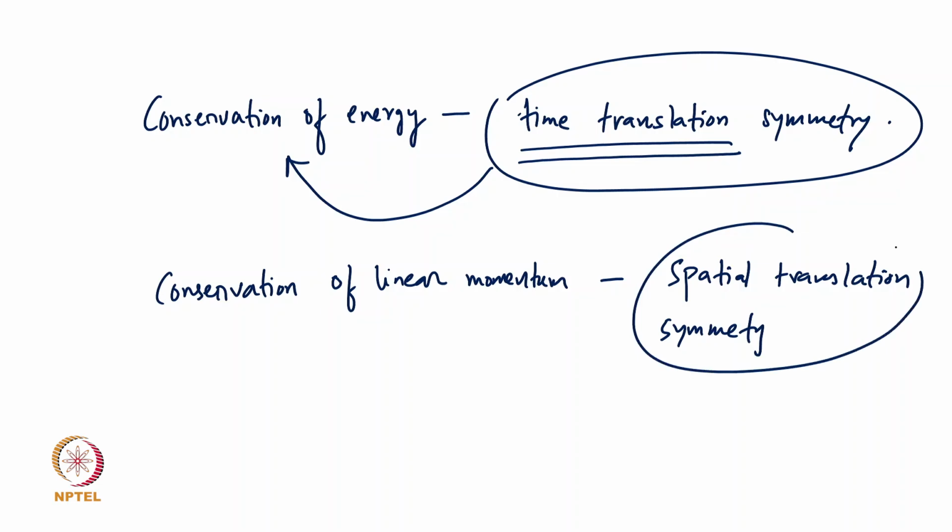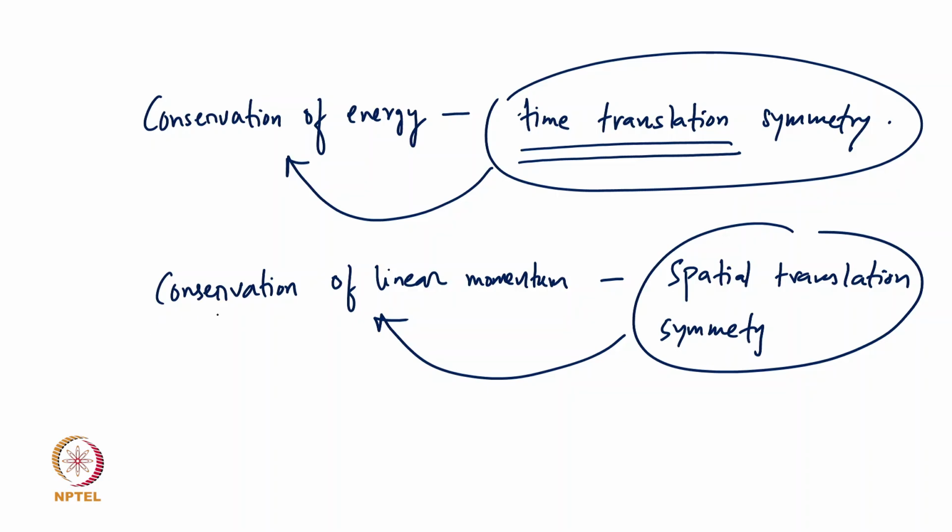Okay, so what does a spatial translation symmetry mean? It means that the laws of physics don't change where you measure it. You can do an experiment in one corner of the room, you can do the experiment in the center of the room, you can do the experiment on your terrace or in your garage. It does not matter where you take it, and it does not matter from where you measure it.